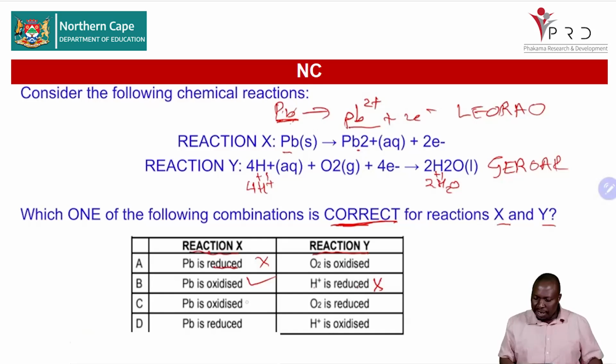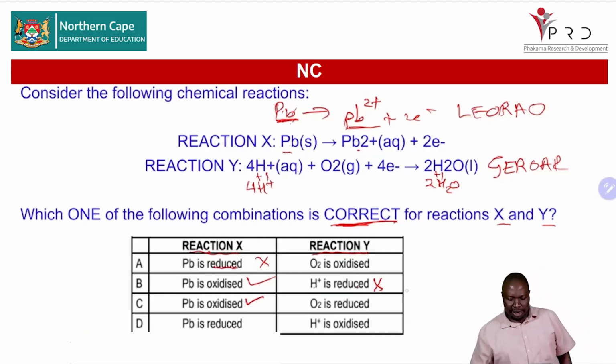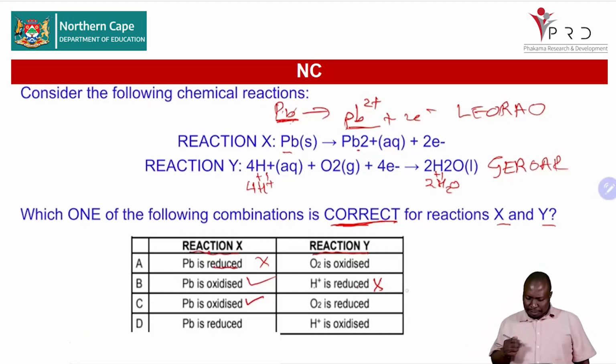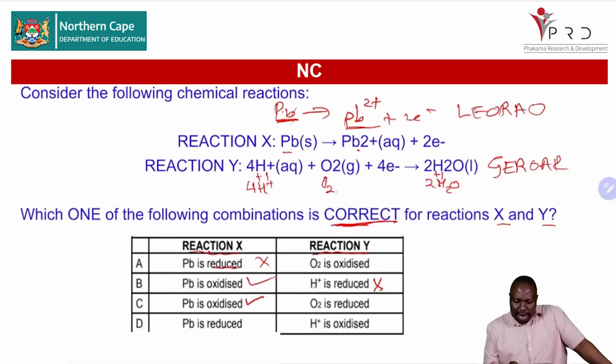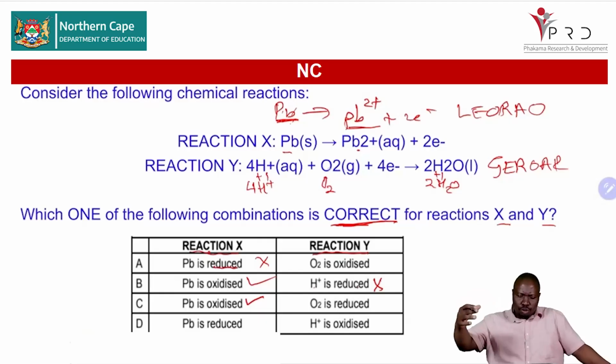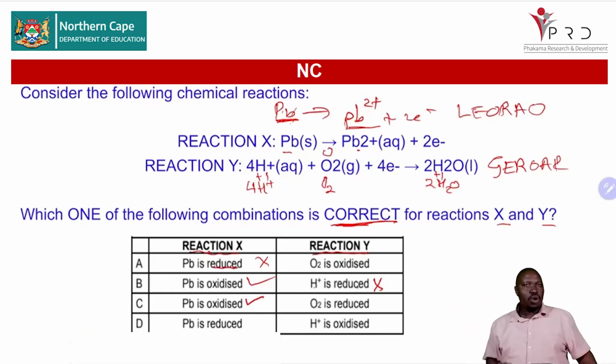Now, let's go. Lead, we have agreed Pb is oxidized. It means it has increased from Pb to Pb2+. We agree with that statement. But the next statement says O2 is reduced. Let's go and check. Is O2 reduced? So you can see that on the reactant side, we have O2. And you know that for diatomic molecules like your H2, your Br2, your Cl2, their oxidation number is 0. So the oxidation number is 0 for O2.